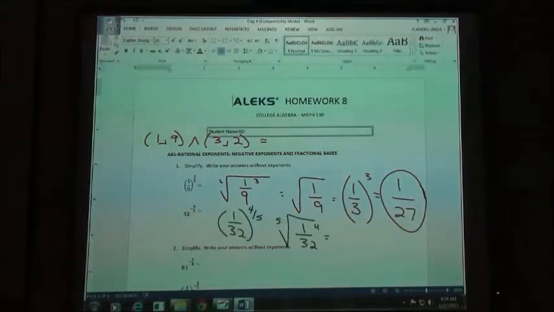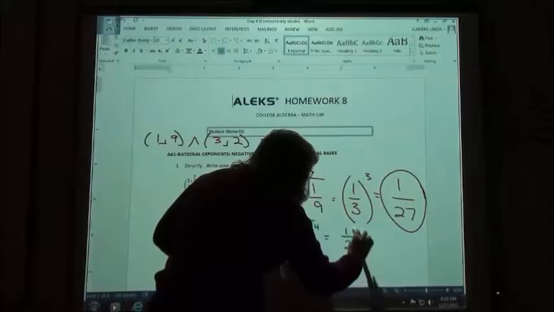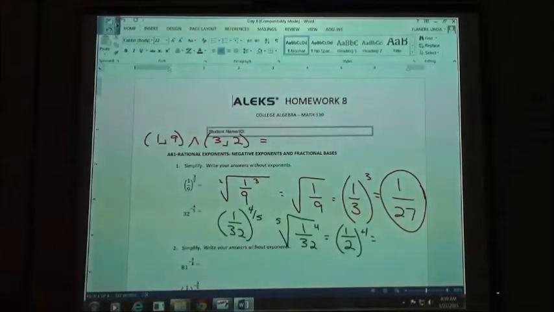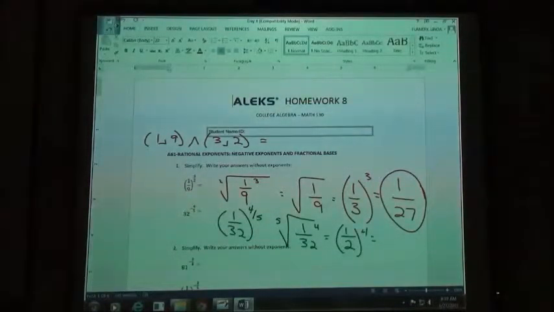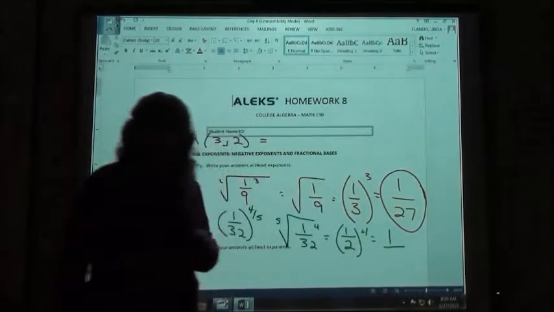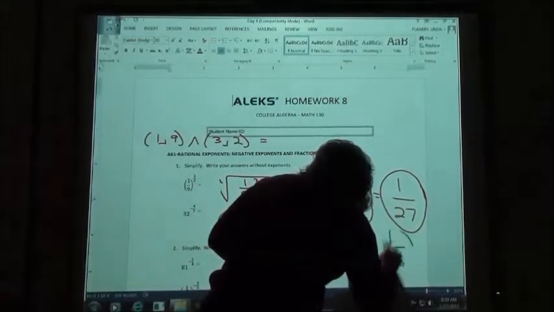The 5th root of 1/32. What would be the 5th root of 1/32? The 5th root of 32 is 4? No. Because if you did 4 times 4 times 4 times 4 times 4, you'd have a really big number, right? 2, right? 2 times 2 times 2 times 2 times 2 is 32. So the 5th root of 1/32 would be 1/2. And then I'm going to take my 1/2 to the 4th power. And if I take 1/2 to the 4th power, I'm going to get 1 over, what's 2 to the 4th? 16, exactly. So 1/16.